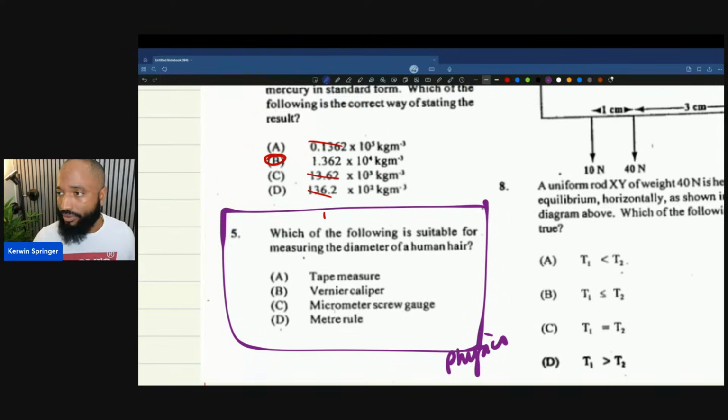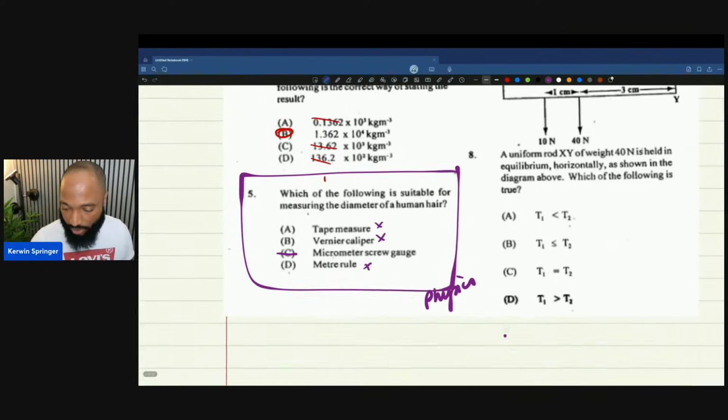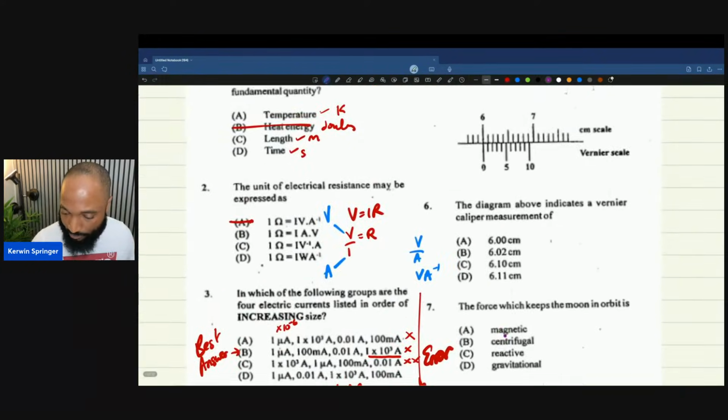Number 5. What do you all think? C, micrometer screw gauge. It's not a caliper. It's not a tape measure. It's not a meter rule. It is micrometer screw gauge for this one. Let's go for number 6.